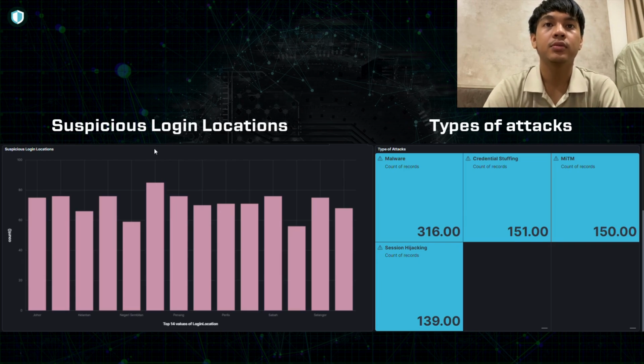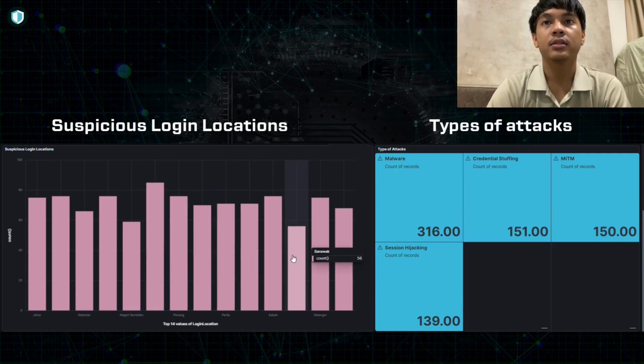Here in the bar chart, we see the highest score is Pahang, above 80, which is 85, and the lowest score is Sarawak, below 60. The overall types of attack are formed based on 1,000 accounts.